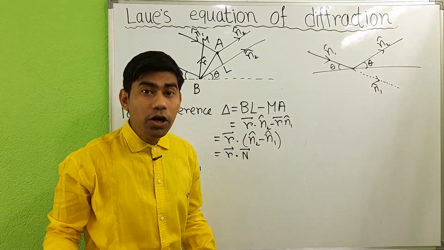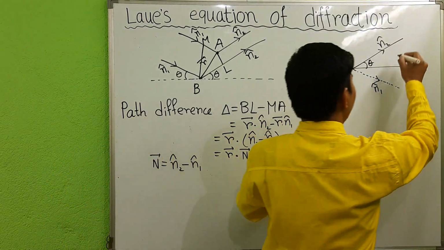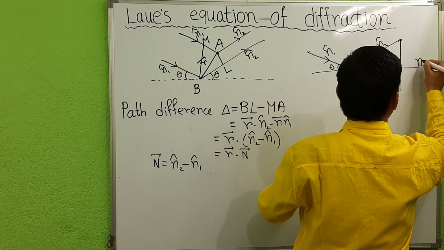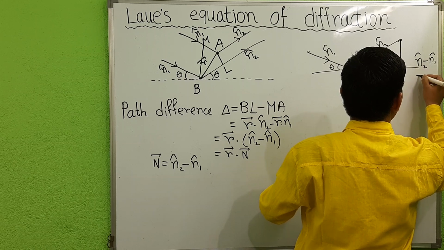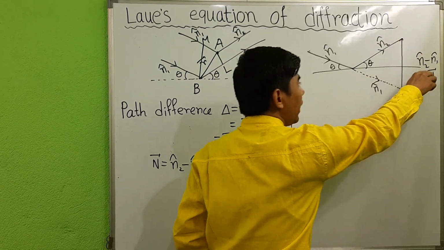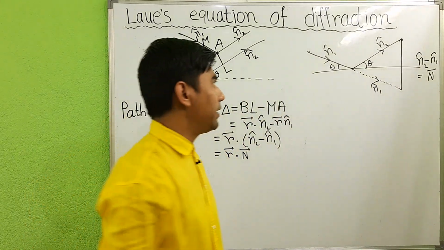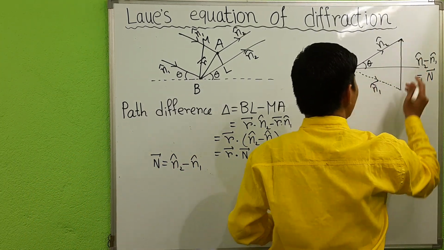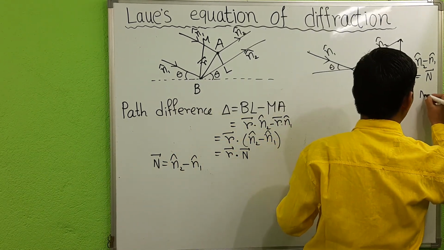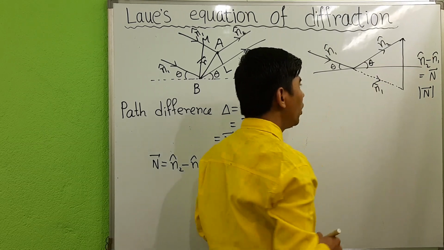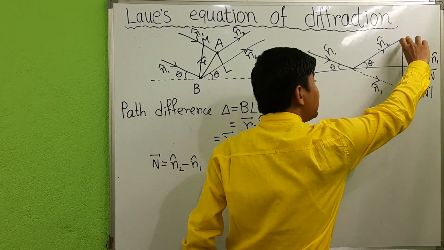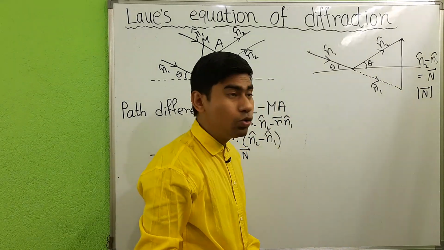So according to vector algebra, this vector is n2 cap minus n1 cap, that is n vector. Now the magnitude of n vector is modulus of n. So this distance is modulus of n by 2.